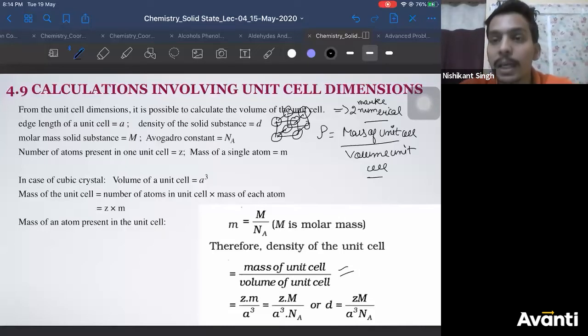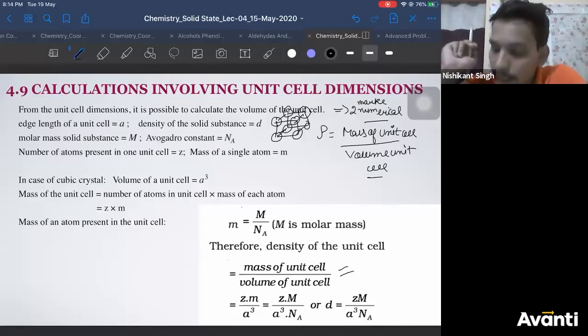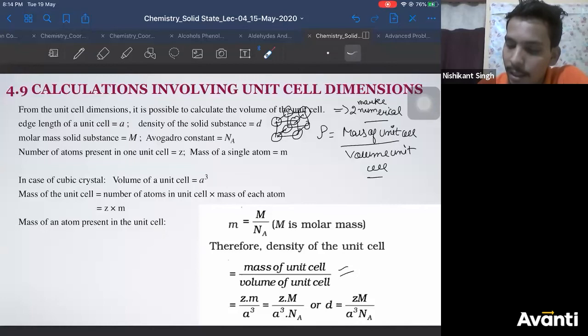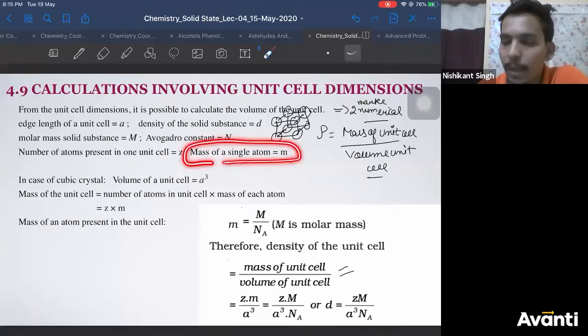So what I was saying here is mass of the unit cell is due to particles in the unit cell, not due to unit cell. We assume unit cells are empty, they are massless. So when you add particles to it, it will have some mass. Now, that is what we have done here. So let us say mass of each particle is m, guys. We have done the derivation here.